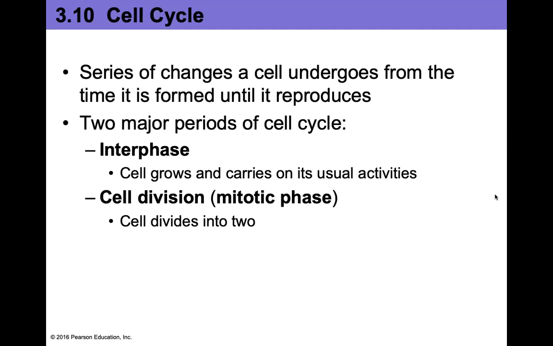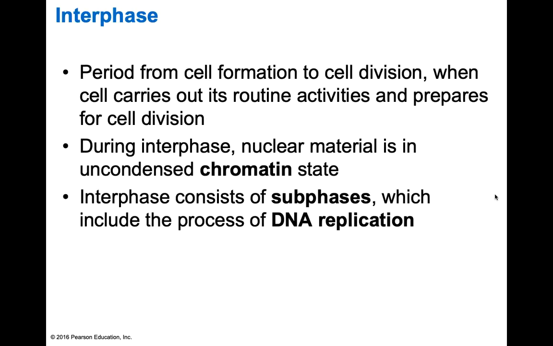The cell cycle is a series of changes a cell undergoes from the time it's formed until it reproduces. There are two major phases that I just mentioned. Interphase, which is when the cell grows and carries out its usual activities, and then cellular division, or the mitotic phase, which is when the cell actually divides into two. This is the first time when division and multiplication are the same thing. Pretty neat. In interphase, the cell spends about 90% of its life.